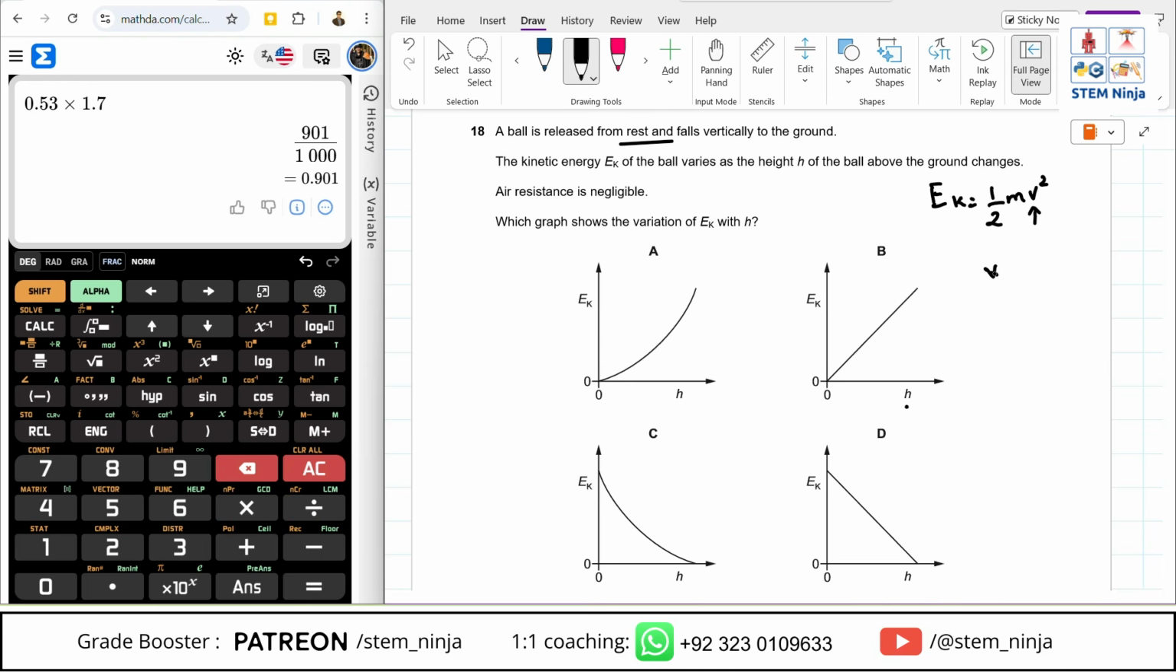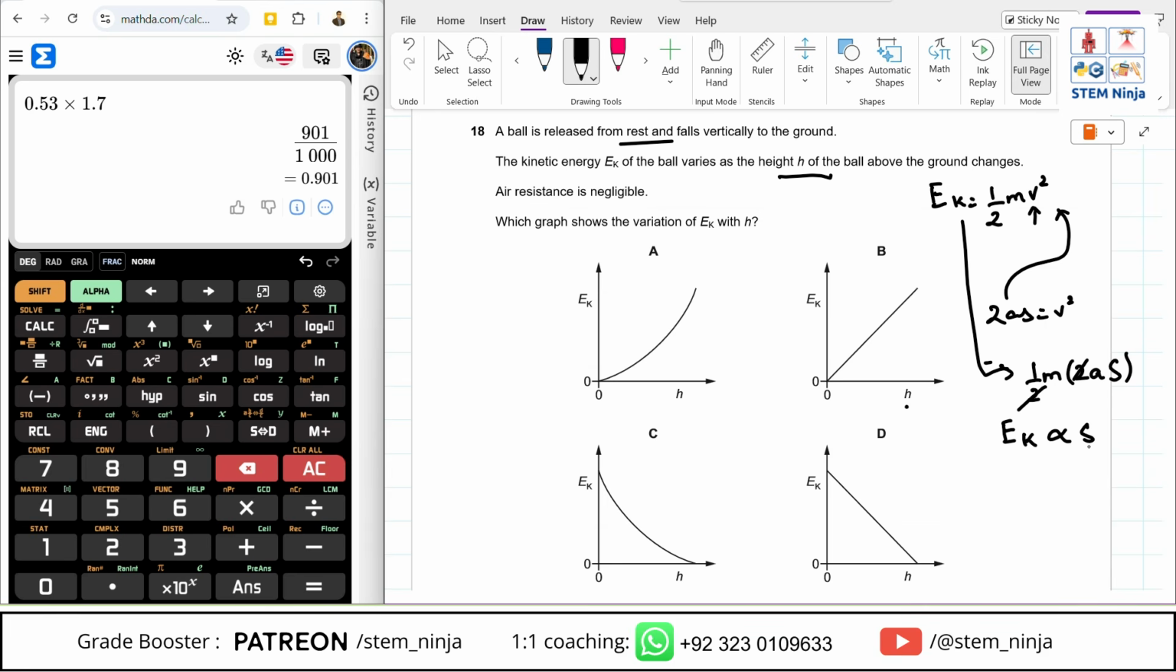So that would be 2as is equal to v squared. So if you replace v squared with 2as over here, Ek would be equal to half m 2ah. The 2 gets cancelled. However, what that simply means is that Ek is directly proportional to height, or the variation of height, basically. So as the height above the ground changes, that means height is actually decreasing. This is not the same thing. Sorry, this is not the same thing. This was the displacement.